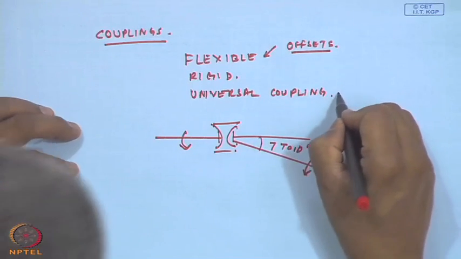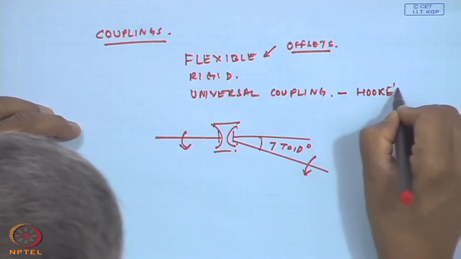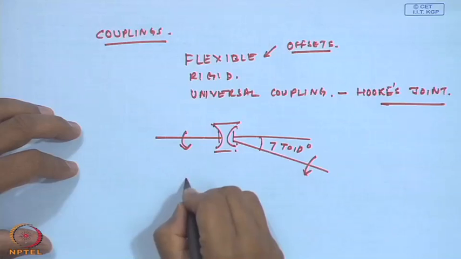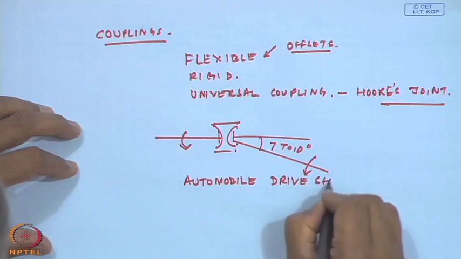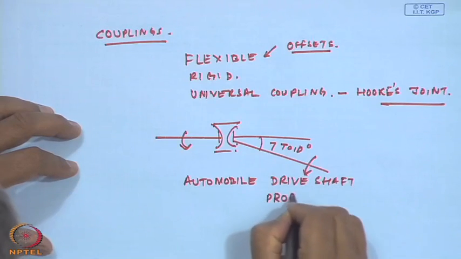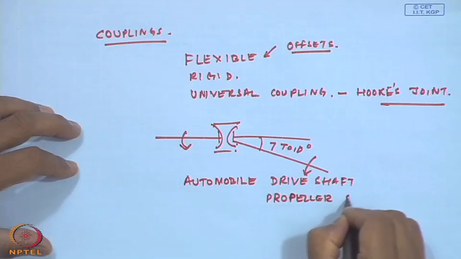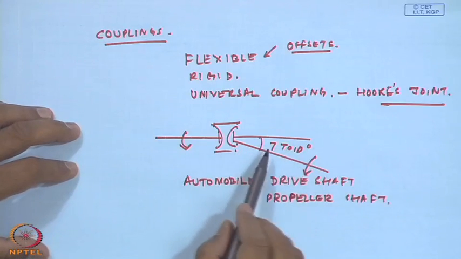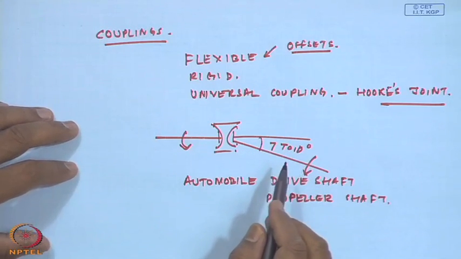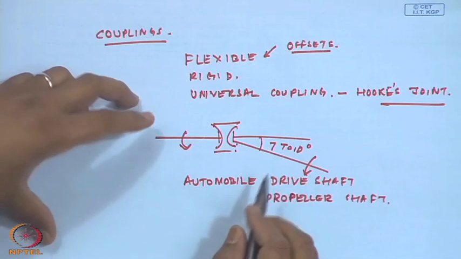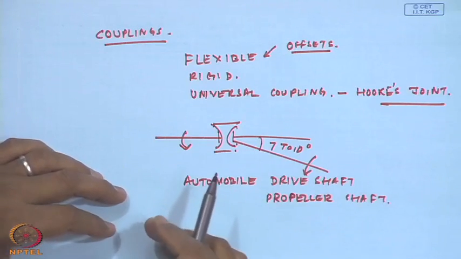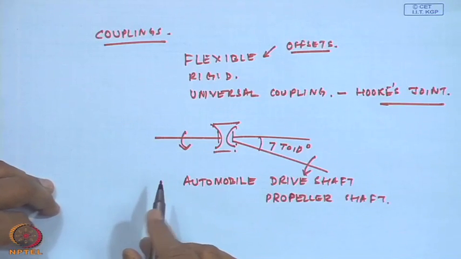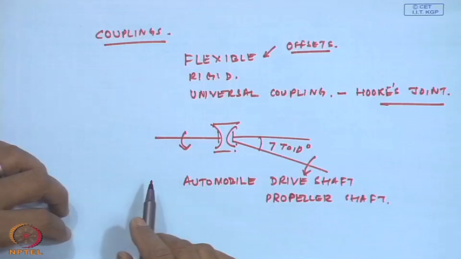A good example of a universal coupling is what we know as Hooke's joint, in the automobile drive shaft, or sometimes it is known as the propeller shaft. They can take a good amount of angular misalignment. So, the couplings play a major role to accommodate such parallel or offset or angular misalignment between the driver and the driven unit. But despite having these couplings, we will still see a lot of forces and moments coming at the bearing locations.